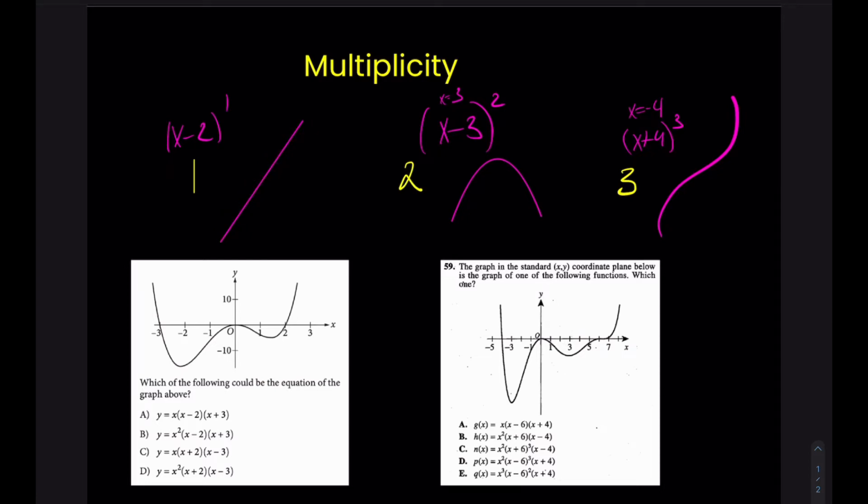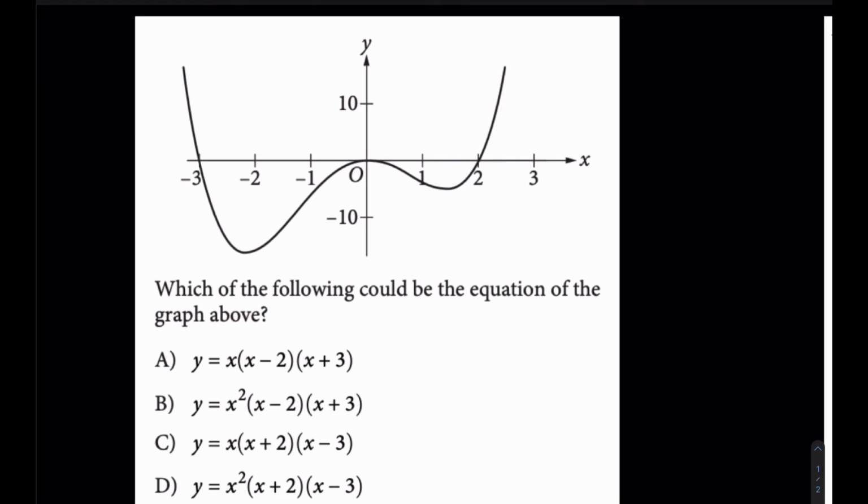Let's try to apply this concept to two different questions. In fact, one is from an SAT non-calculator, and the other is from the ACT. Let's go ahead and try this one here. The first thing that I would do is understand that there's a zero here at 0, so just x. There's a zero here at 2, so x minus 2. And there's a zero here at negative 3, thus x plus 3.